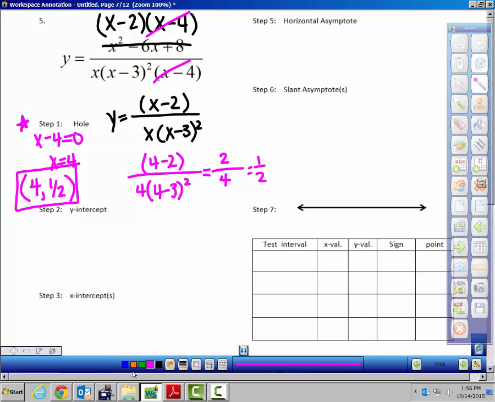Alright, and then for your y-intercepts, to find y-intercepts, you're actually finding f of 0. You're plugging 0 into the equation. Remember to use the new equation. So 0 minus 2 in the numerator, and then 0 minus 3 squared times 0 in the denominator. Multiplying by 0 in the denominator is going to give us 0, and you cannot divide by 0. We end up with negative 2 over 0. You can't do that. It's undefined, so there are no y-intercepts.